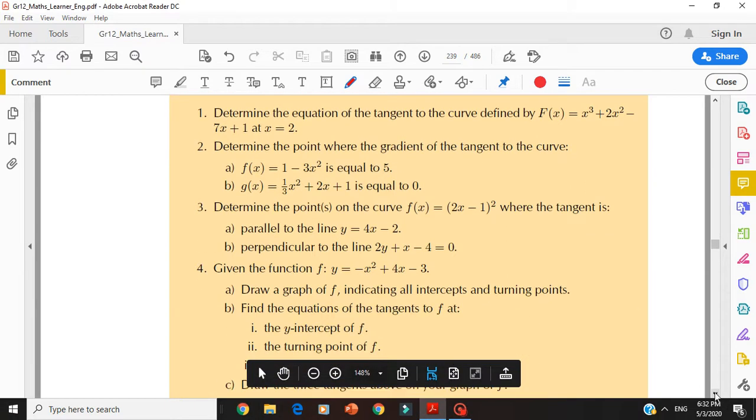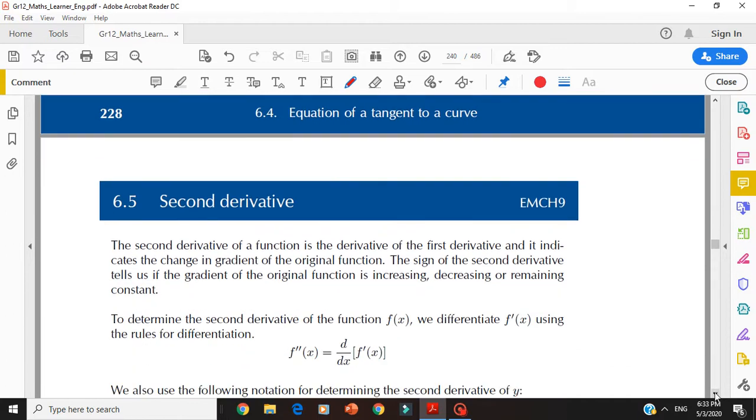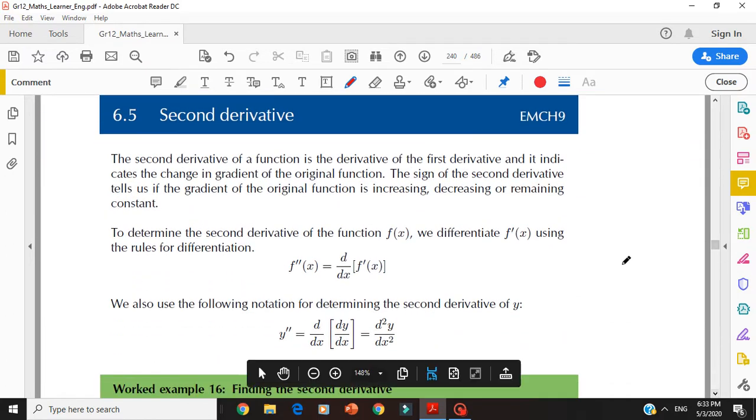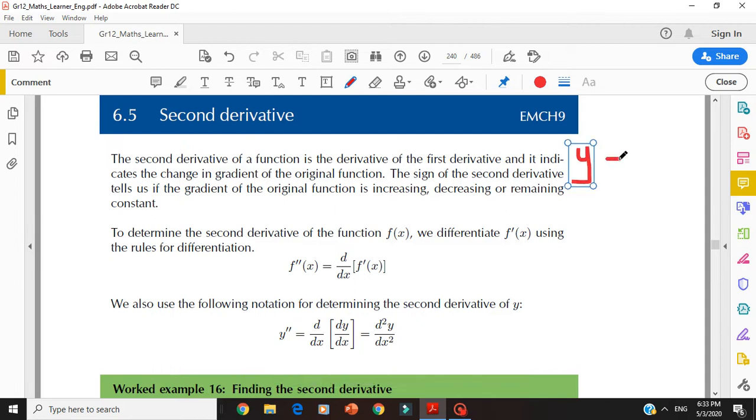So moving on, we're going to be talking about the second derivative. Basically, suppose I have a function y equals x cubed. To find the derivative of that, which is y prime, I take the normal derivative, and that gives me 3x squared. But now suppose I want to find the double derivative, the second derivative, y double prime. Then I just find the derivative again, and that's how simple it is.